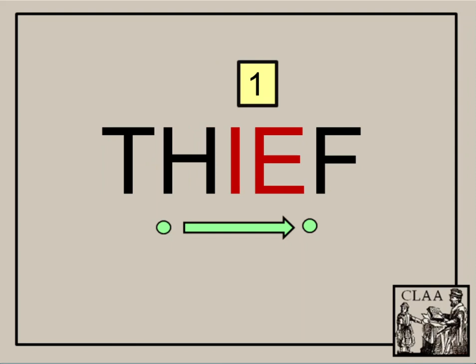If you look carefully at this word, you'll again see the digraph IE. And you should remember that the digraph IE in English is read with the sound E. Let's read this word together. Thief, thief. Did you hear the E sound of the digraph? Thief.